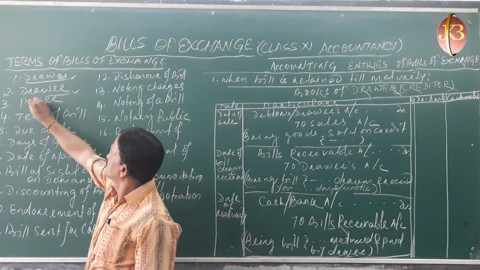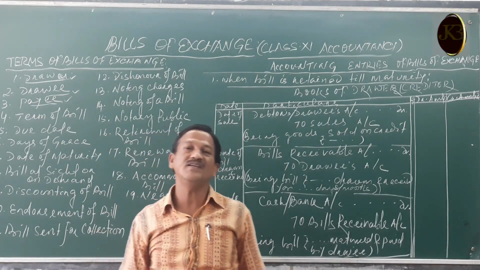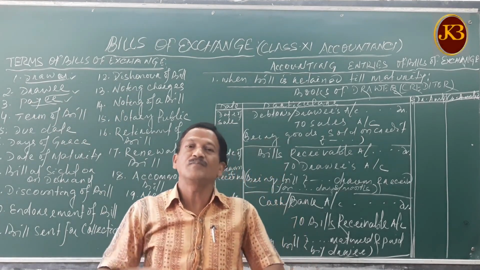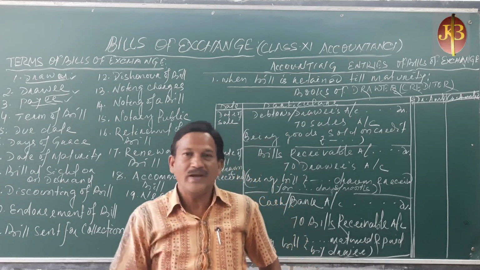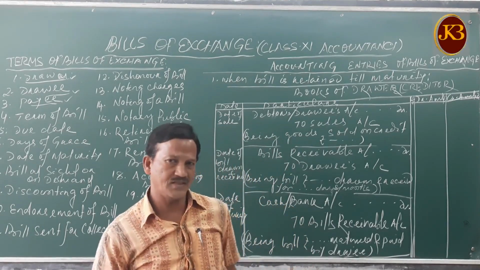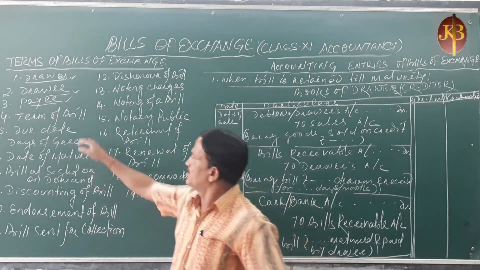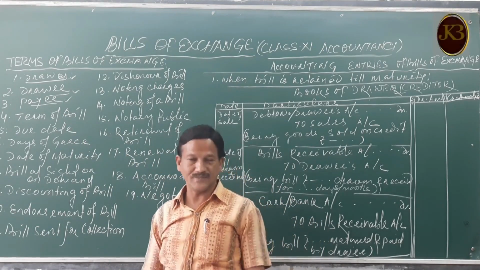Then payee. The payee is none other than the person who receives the payment of the bill. He may be the drawer or maybe a third party, some other person like a bank or some other third party, when the bill is endorsed or transferred. So that is the payee, the person who receives the payment of the bill.